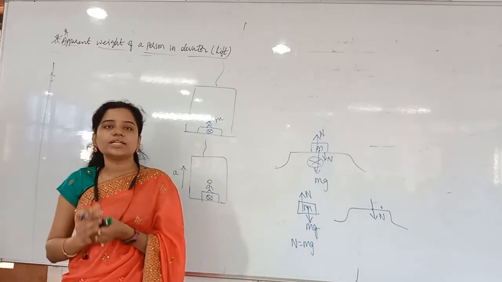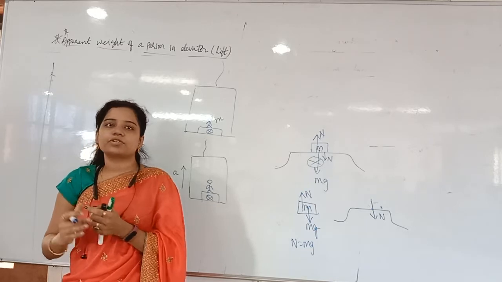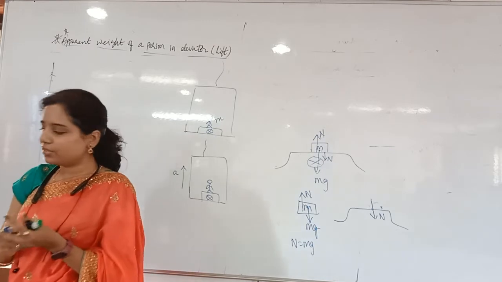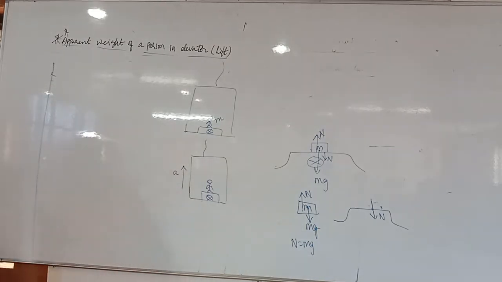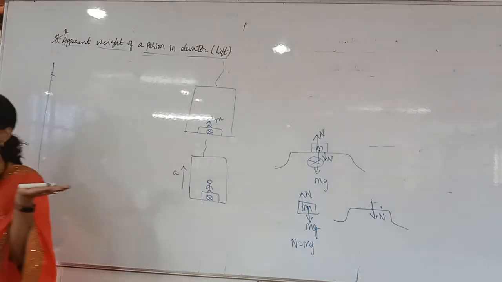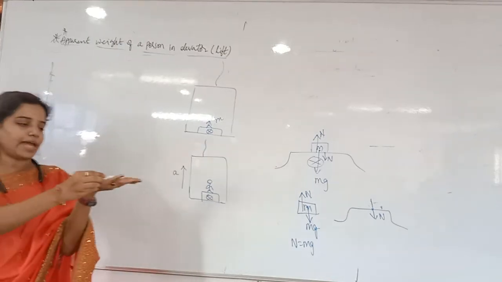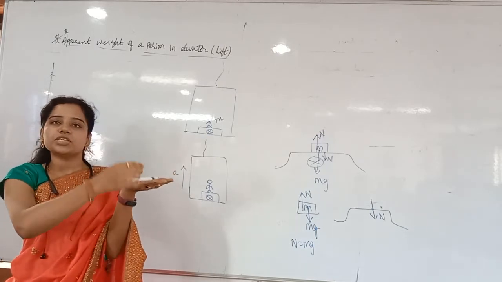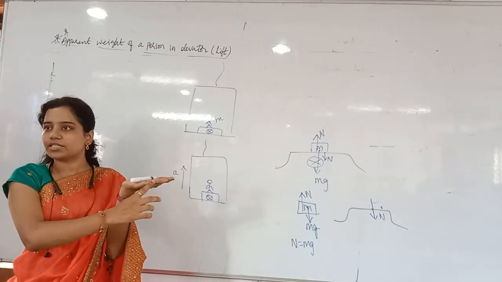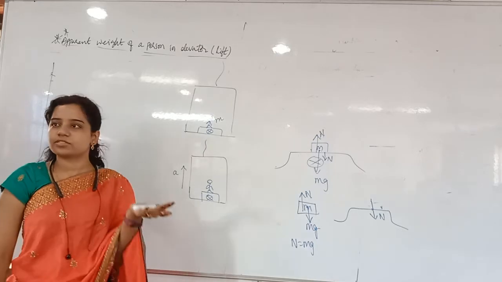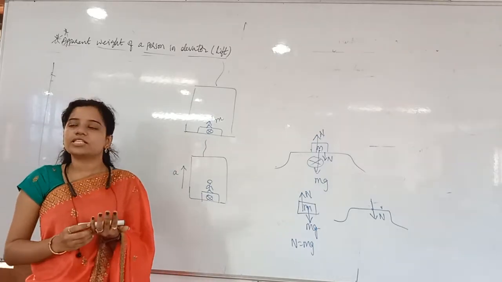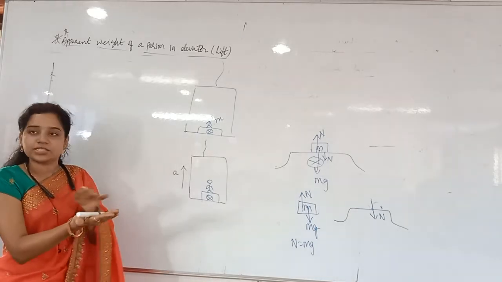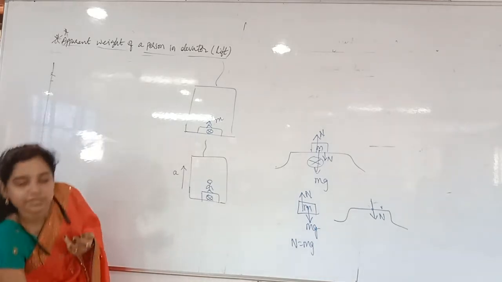Whenever the body is in contact with the weighing machine, it will show more normal reaction, nothing but more weight. For example, I have taken my hand as a weighing machine and this marker as an object. Whenever my hand is at rest, whatever mg is there, the same mg the weighing machine is showing. Whenever I suddenly drag my hand down, is it less weight or more weight? Less weight, obviously. Why? Because you can see that this pen is lifting a little bit, there is a gap between my hand and the pen.